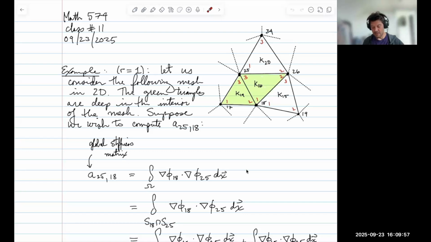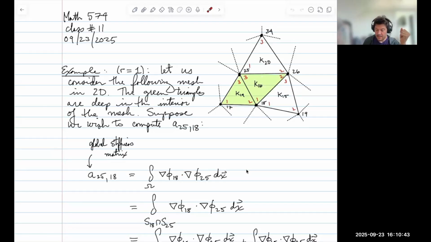Suppose we want to calculate the entry of the global stiffness matrix in row 25 and column 18. Of course, we know that's the same as the entry in row 18 and column 25 because of the symmetry of the stiffness matrix. By definition, that's equal to this integral: the integral over the whole of omega of the gradient of phi 18, that's basis function number 18, which means it's the Lagrange nodal basis that is 1 at node 18 and 0 at every other node, dotted with the gradient of phi 25, which has a similar meaning.